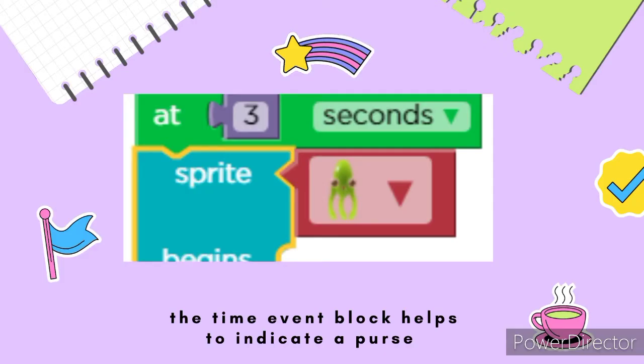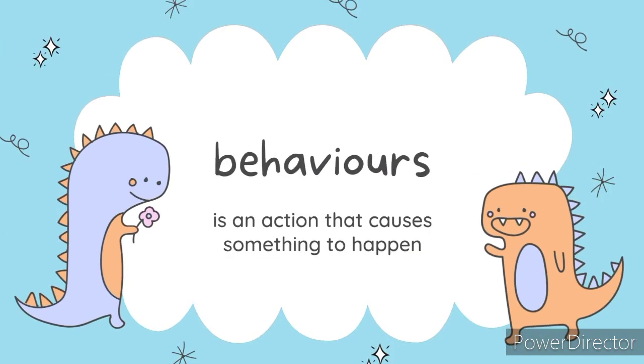Another example of an event is the time event block. Now, when the time event block is snapped, it means that it will change the behavior of the sprite after 3 seconds. The time event block helps to indicate a pause. We also have the behavior block. The behavior block, we all know, is an action that causes something to happen. The behavior is an action that is performed continuously until you tell it to stop.